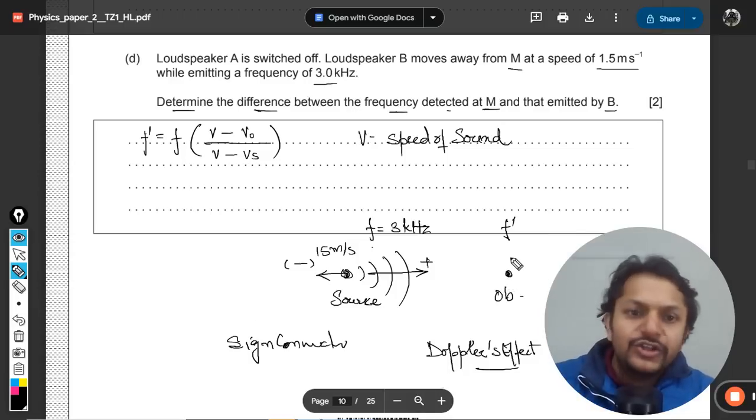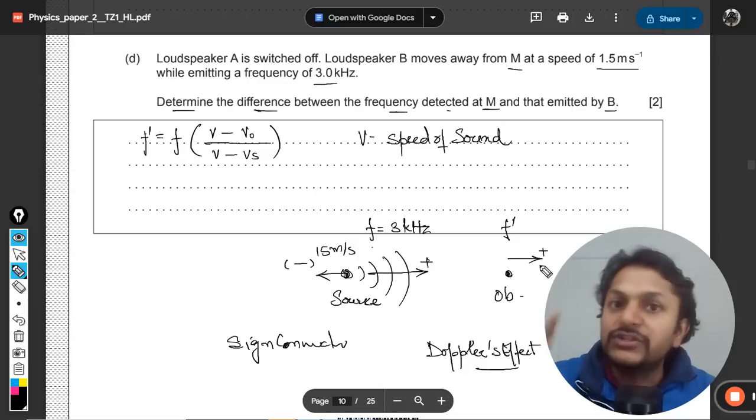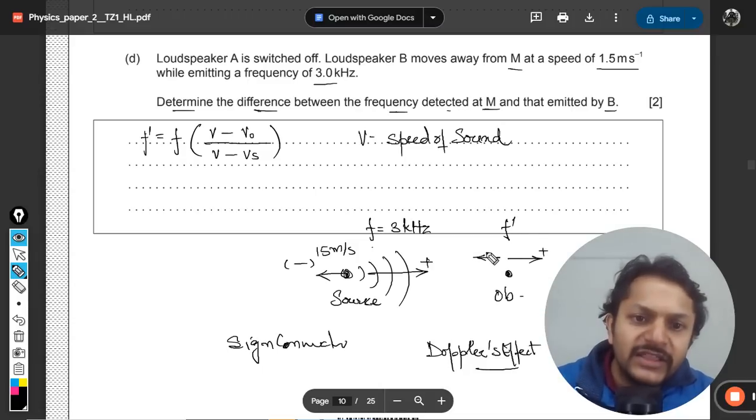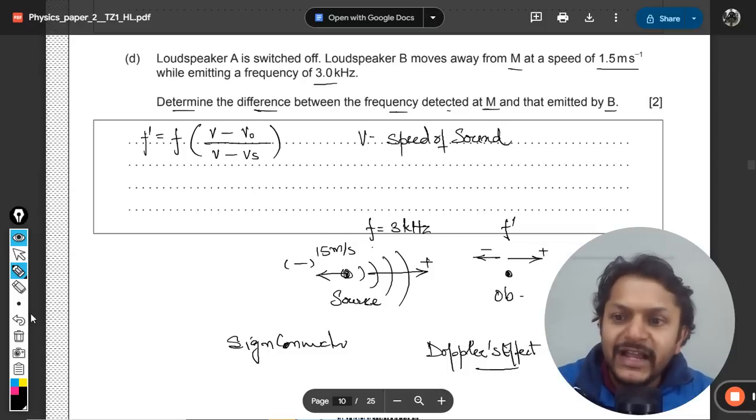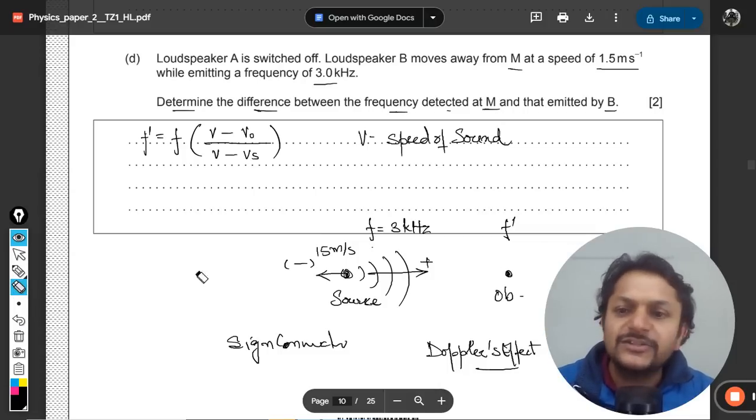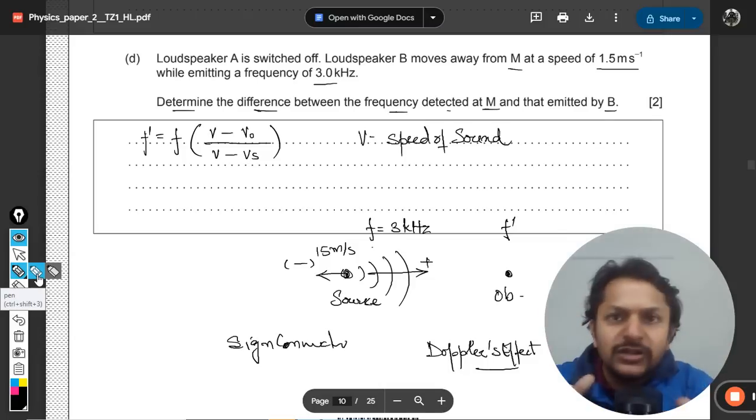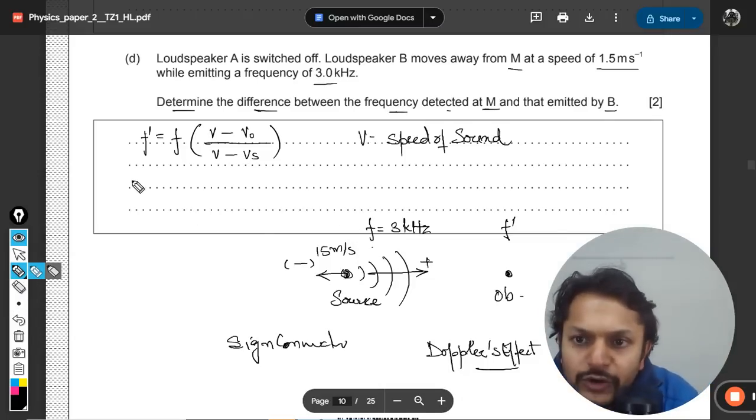So if the observer was moving in this direction, the velocity will be taken positive. If it was moving in this direction, it would be chosen as negative. But in our case, this is not the case. The observer is not moving, so the velocity is zero. Now we are going to plug in our values.